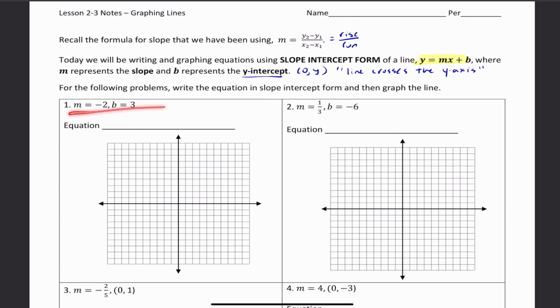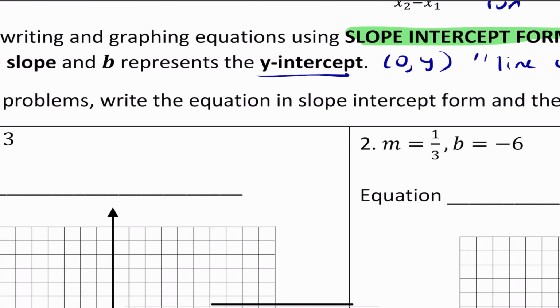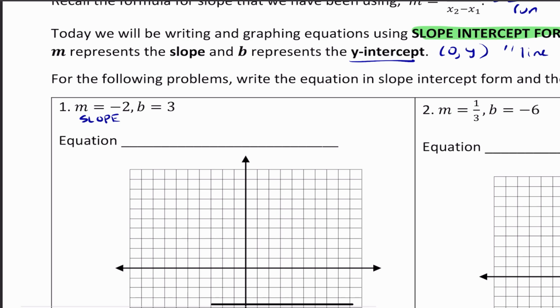Alright, let's go ahead and take a look at this. In the following problems, we write the equation in slope-intercept form. So this is slope-intercept form. And then we're going to go ahead and graph the line. Okay, so again, rise over run. So here we have my slope. So this is my slope. And then b, what does b represent? It represents the y-intercept. So this is my y-intercept.